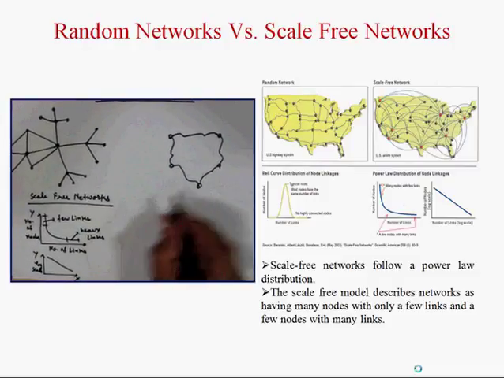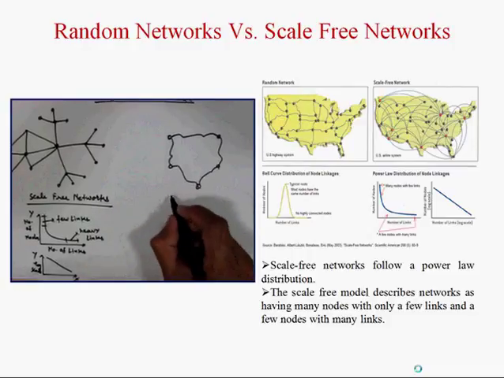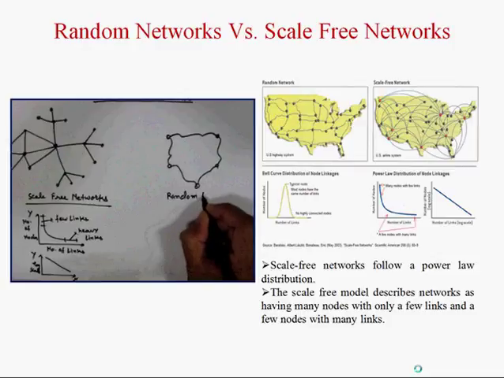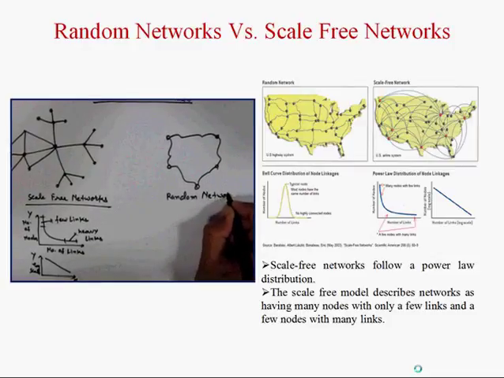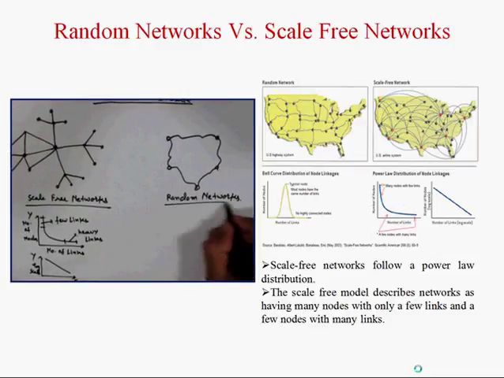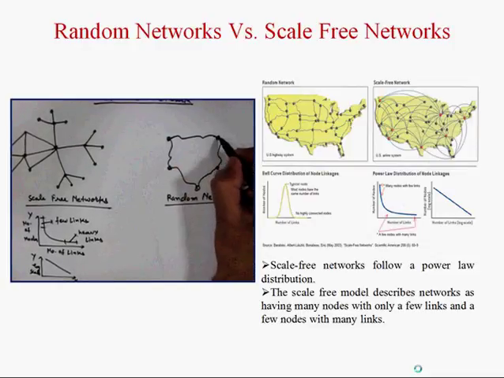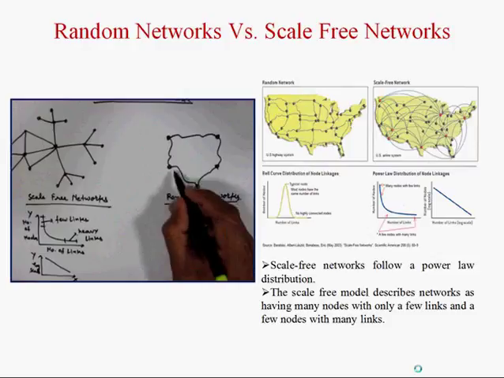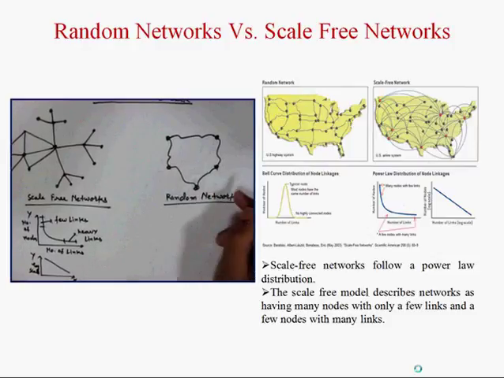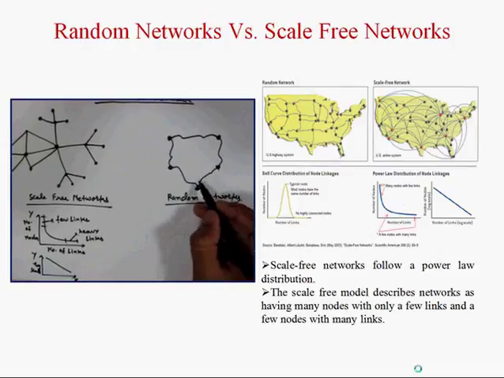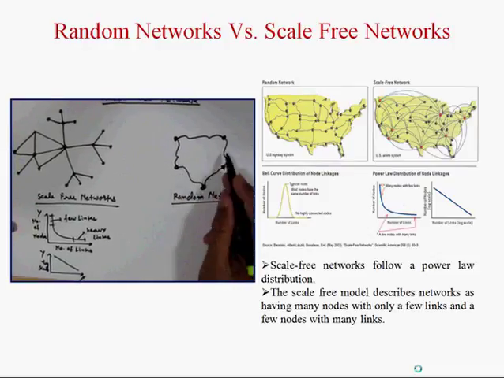While networks like this are called random networks. For example, connections of different cities by road, traffic, etc. In this kind of network, the connection depends upon some local or global demands.